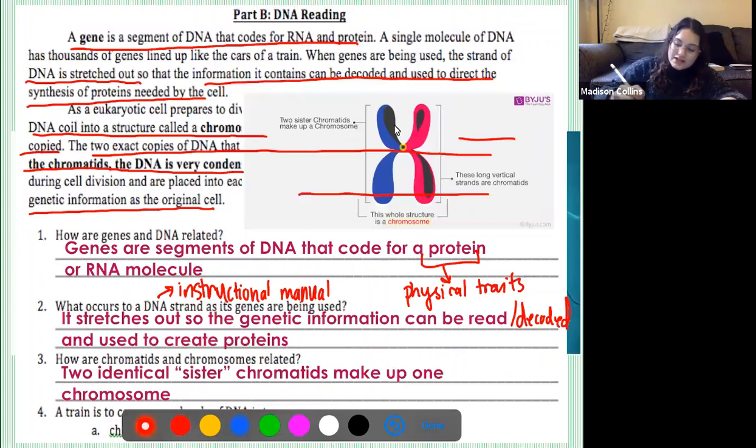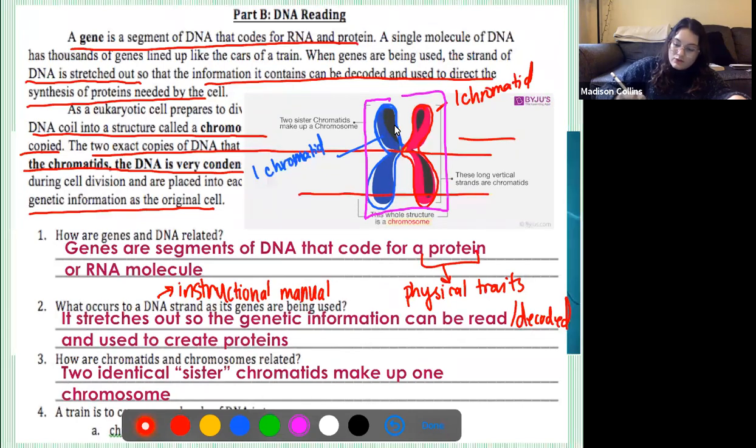All right, so if you look on this diagram, we see that this X shape is our chromosome, right? But it's actually color-coded to show us what those chromatids look like. So this blue section that I've highlighted right here is one chromatid. Okay, and this red section right here that I've highlighted is another chromatid. But both of those chromatids are joined together to form one complete chromosome. So two chromatids make up one chromosome. They both have to come together to make that X-shaped structure.